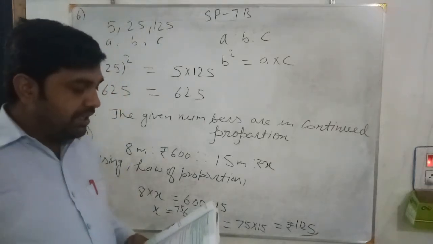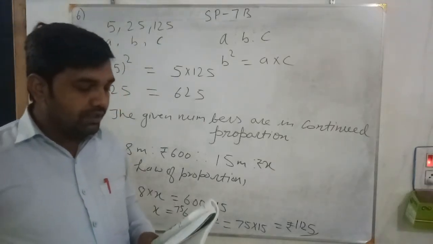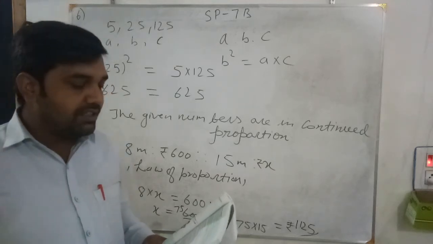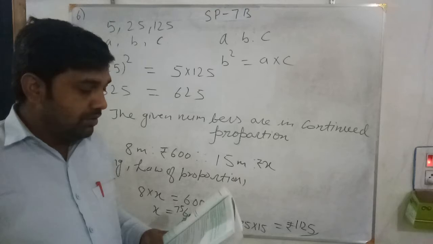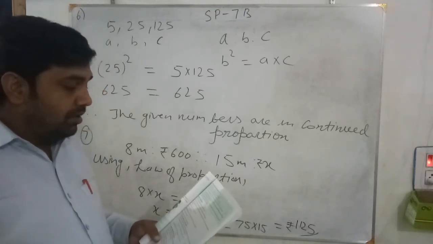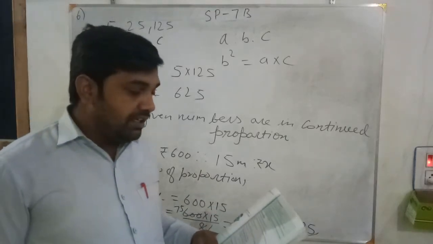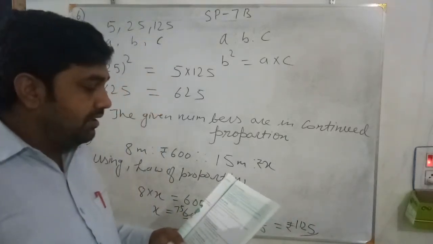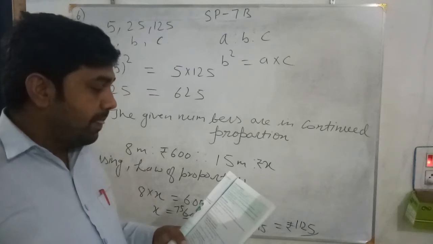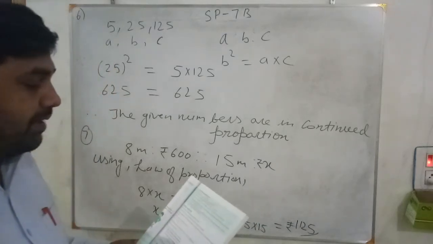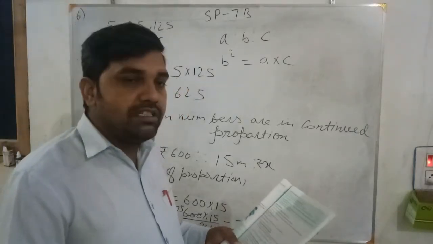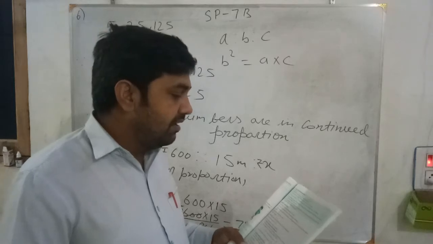Now I will discuss question number 8, and question 7 I will leave you for homework. A man spends 5 by 9 of his monthly income and he saves rupees 3,600 a month. Find his income. Out of 9 part, 5 part he is spending, means the remaining 4 part is his saving.